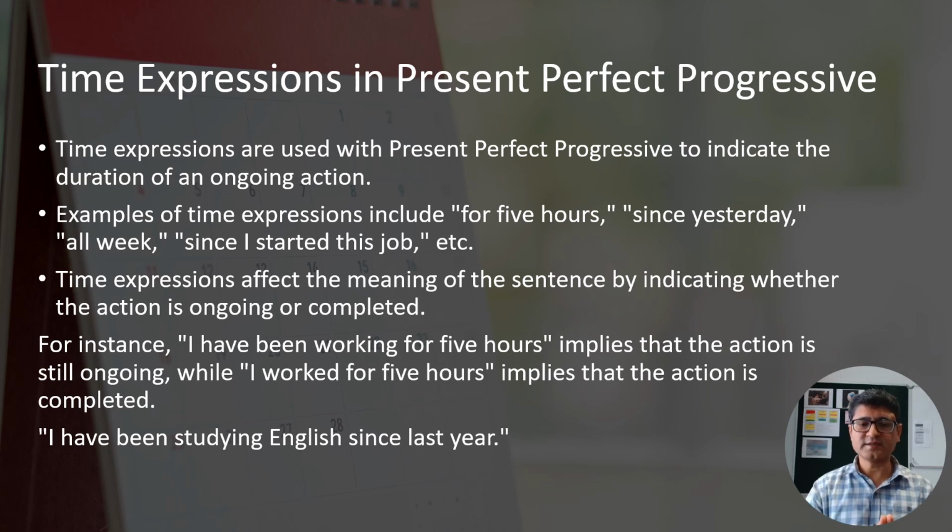So let's look at these examples. I have been working for 5 hours. Now, what does this mean? It implies that the action is still going on while I worked for 5 hours. So now this is not present perfect progressive. This is simple past, which means the action started in the past and completed in the past, right?